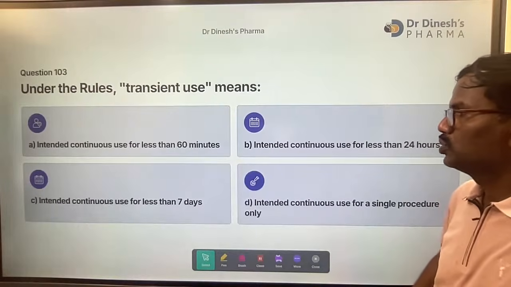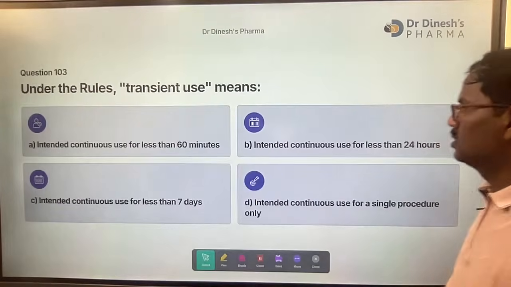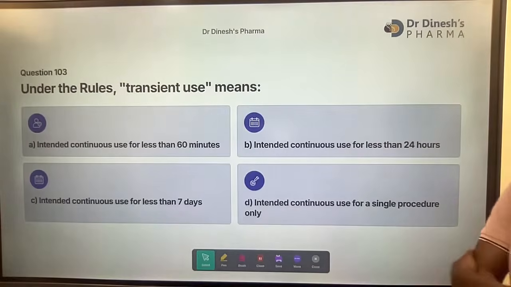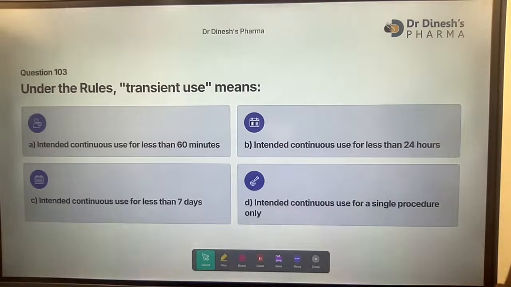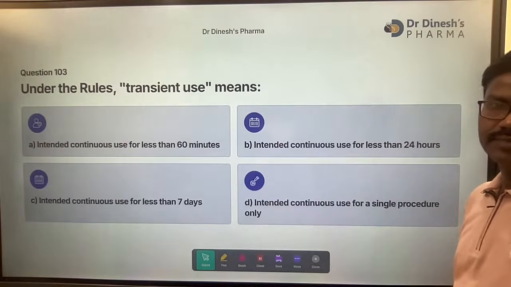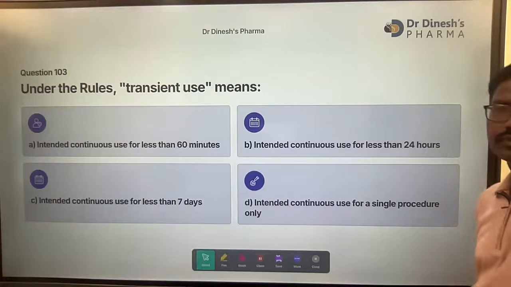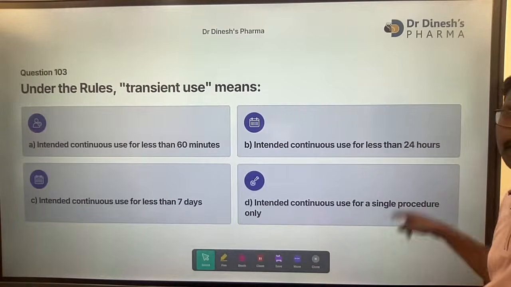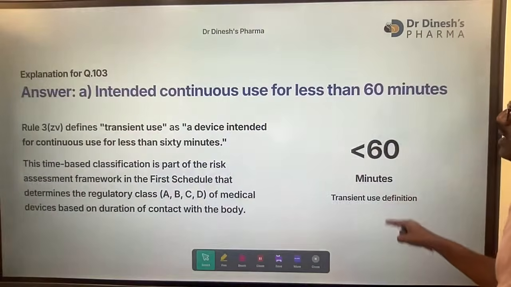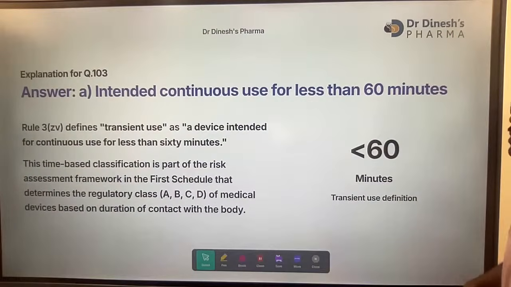Intended continuous use for less than 60 minutes, intended continuous use for 24 hours, 7 days, and intended continuous use for single procedure only. Answer. Okay, very good. So the right answer is less than 60 minutes.